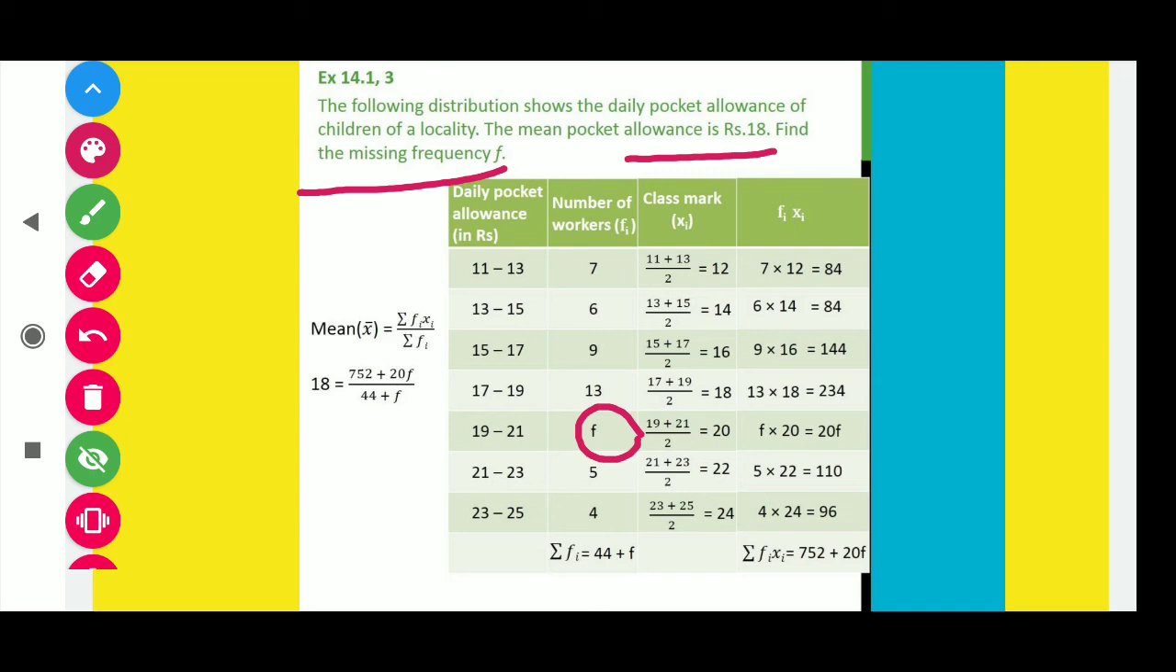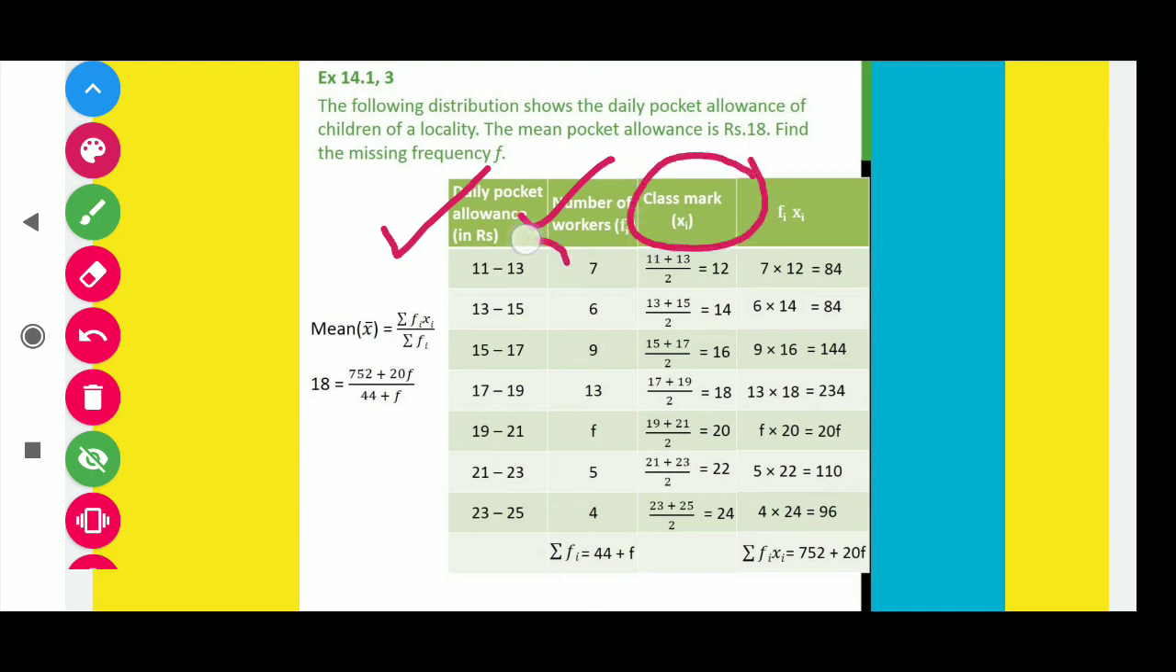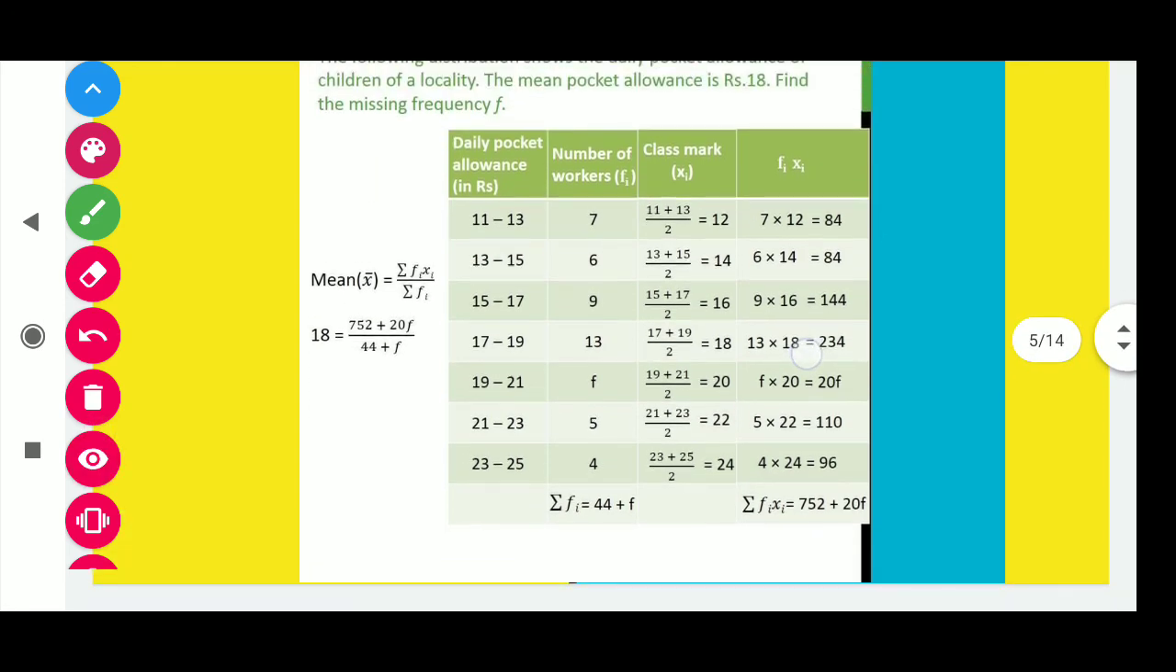The procedure is going to be the same as the direct method, as we have already done. So students, let's start. Here you can see the table of daily pocket allowance in rupees and number of workers. First we have to find the class mark. Class mark is the upper limit plus lower limit divided by 2, we get 12. By using this same process we can find the other class marks. Now we have to find the next, fi into xi. So students, multiply fi into xi with the corresponding entries.